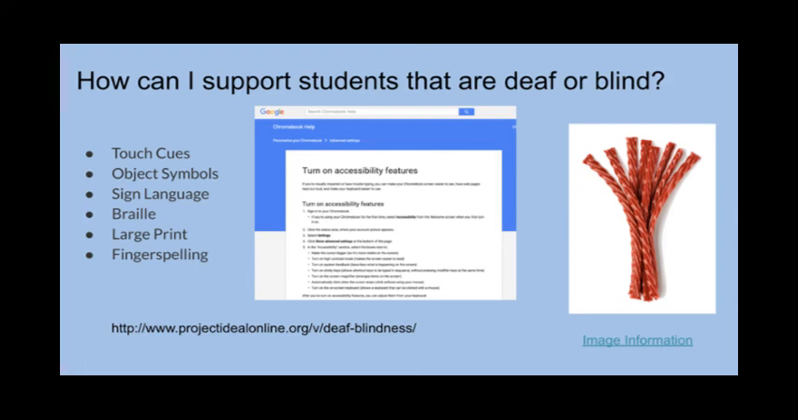The last topic I wanted to discuss was how to support students that are deaf or blind. The website here gives a lot of good details on what to find, but I looked at the accessibility features of Chromebooks, and then the Twizzlers are actually something that I did with my student. She was blind and she was able to use tally marks with Twizzlers.